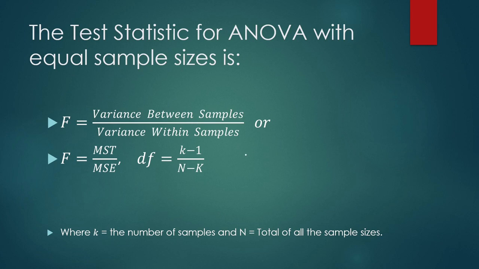The test statistic for the ANOVA is the F statistic. It's going to be equal to the variance between the samples, so between each group, divided by the variance within the samples, so the difference within just one group. In general, the ANOVA test is always done on a computer. Statisticians never do these calculations by hand.